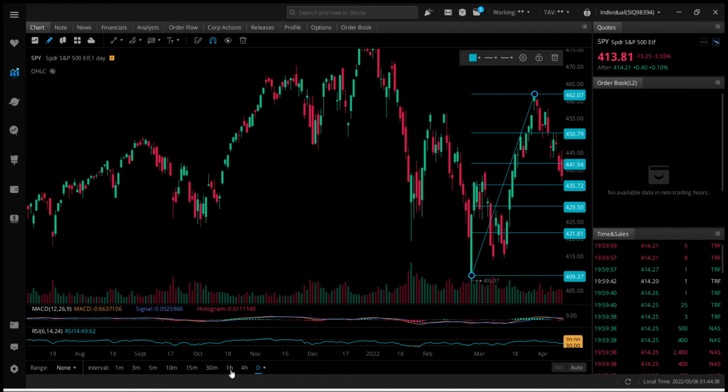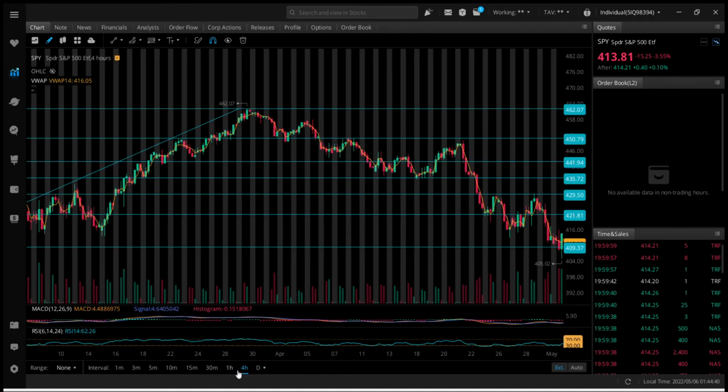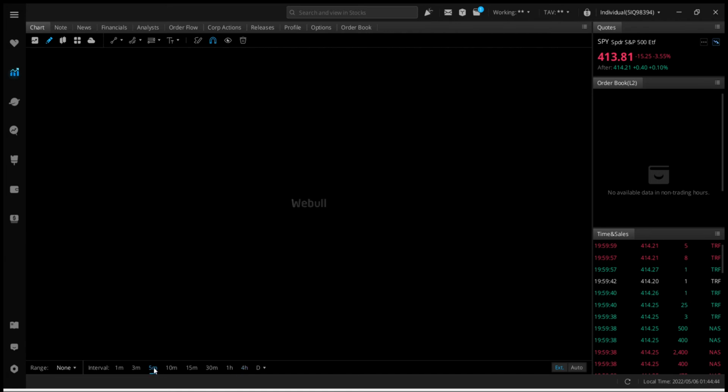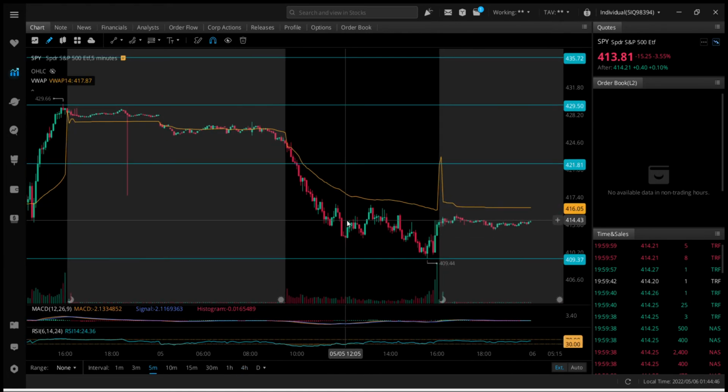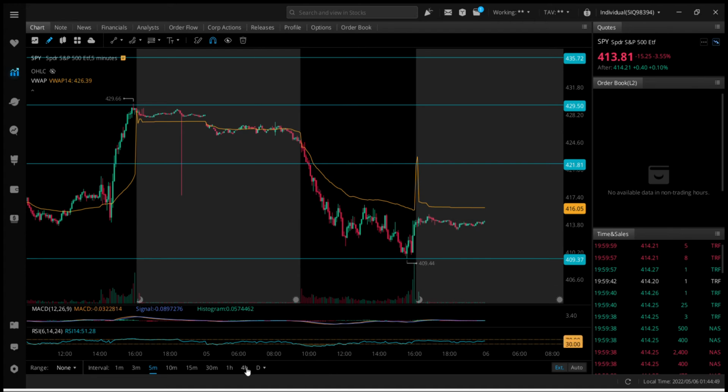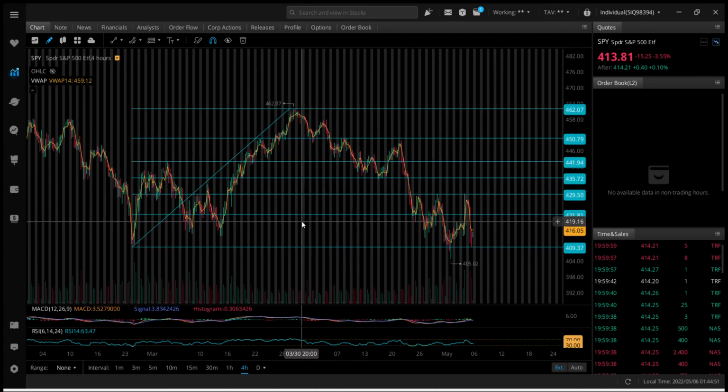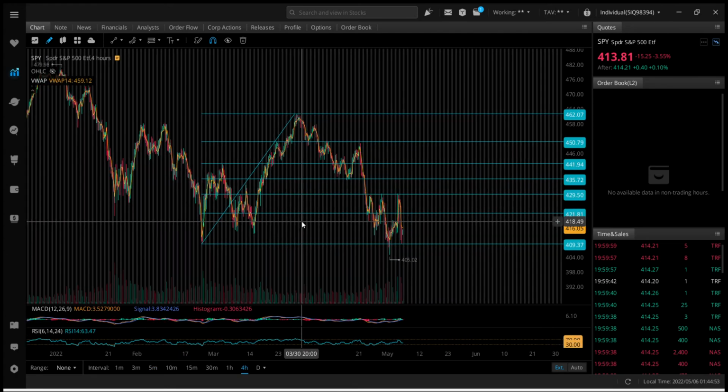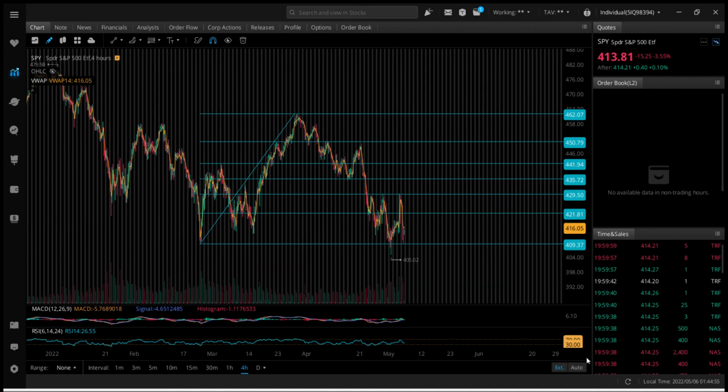We'll change it to, let's look at the 4 hour and the 1 hour, which is a good time frame to look at supply and demand. You can also look at it on the 5 minute, 10 minute, but I'm just trying to show you guys an overall picture from the past and compared to the present. So we'll zoom out a little bit. Let's go auto.